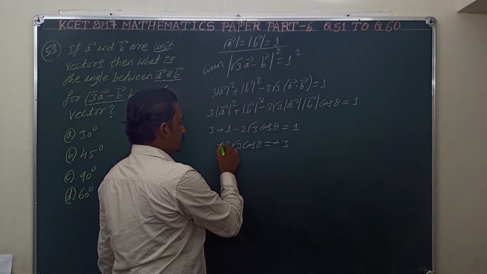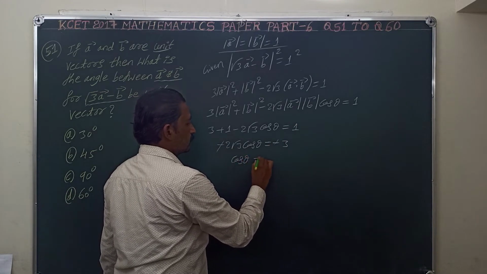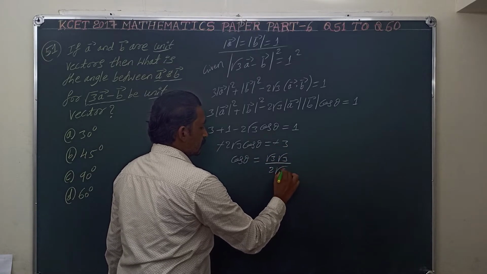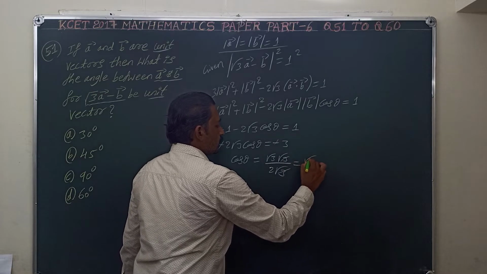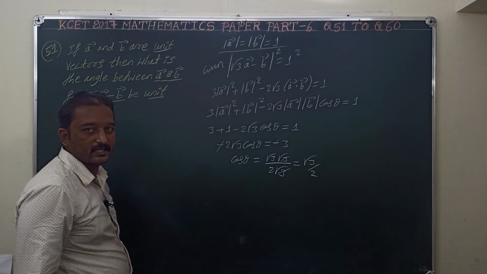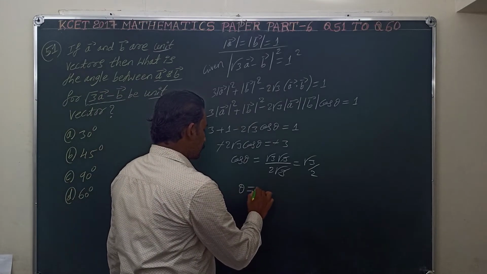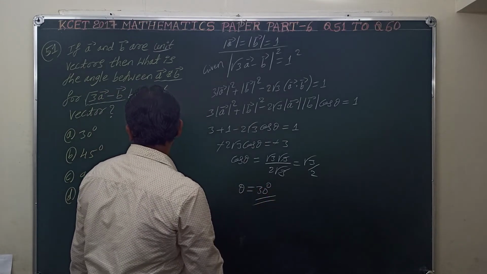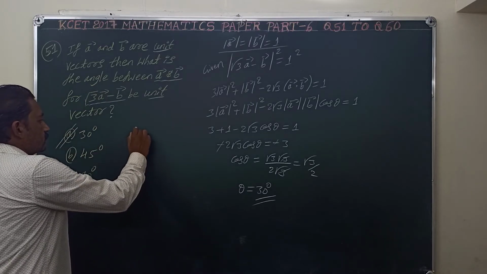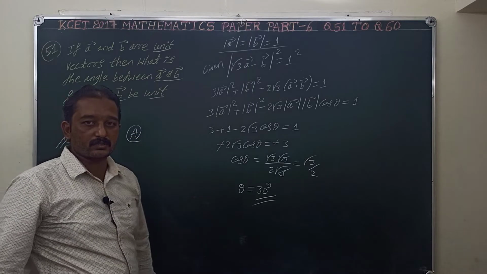So here minus minus get cancelled, cos theta is equal to 3, which can be written as root 3 into root 3, divided by 2 root 3. Root 3 gets cancelled, root 3 by 2. When cos theta becomes root 3 by 2, theta is equal to 30 degrees. So 30 degrees is the correct answer. Option A is correct. So this is an average question. Most of the students solve this question easily.